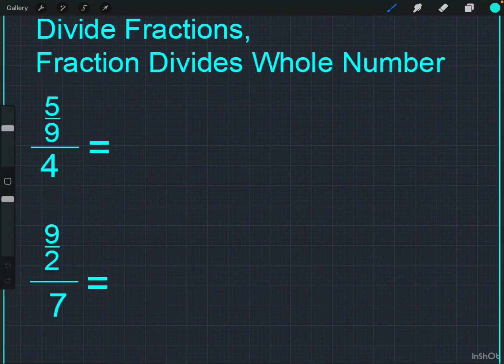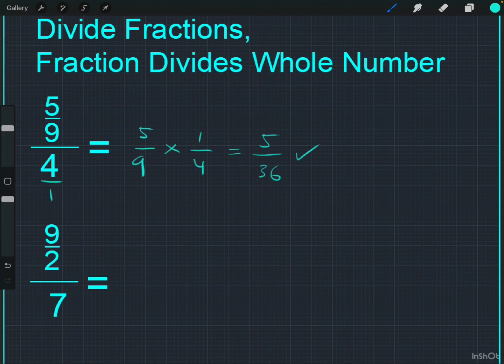Now we have 5 over 9 divided by 4. We consider 4 to be 4 over 1. So we have two fractions, 5 over 9 and 4 over 1. We keep the first fraction, 5 over 9, the same. Then we multiply by the second fraction flipped over. So that should be 1 over 4. And then 5 times 1 is 5. 9 times 4 is 36.